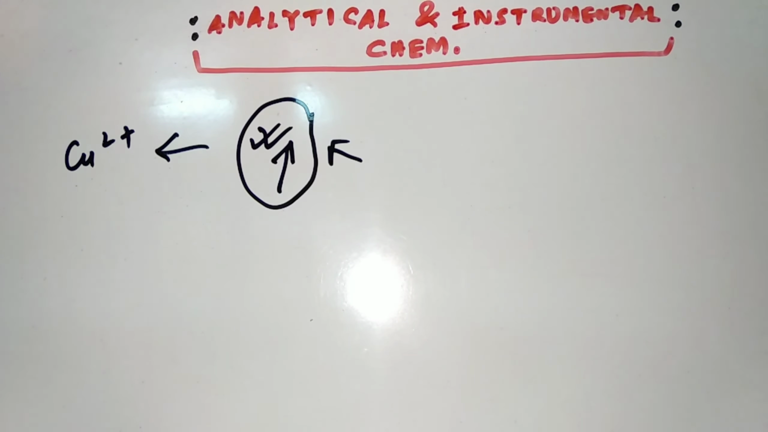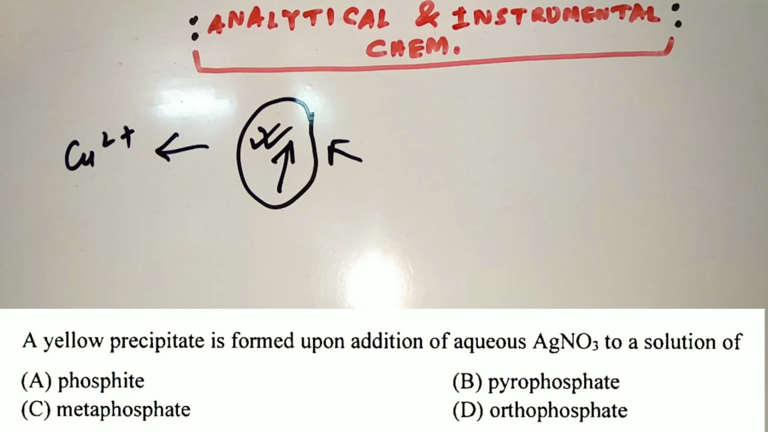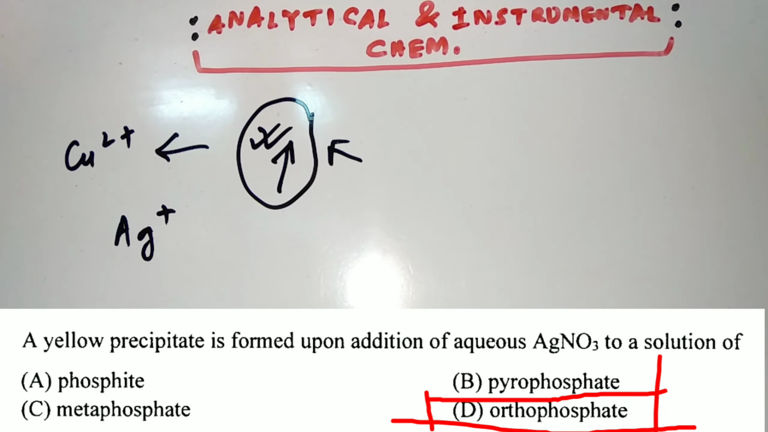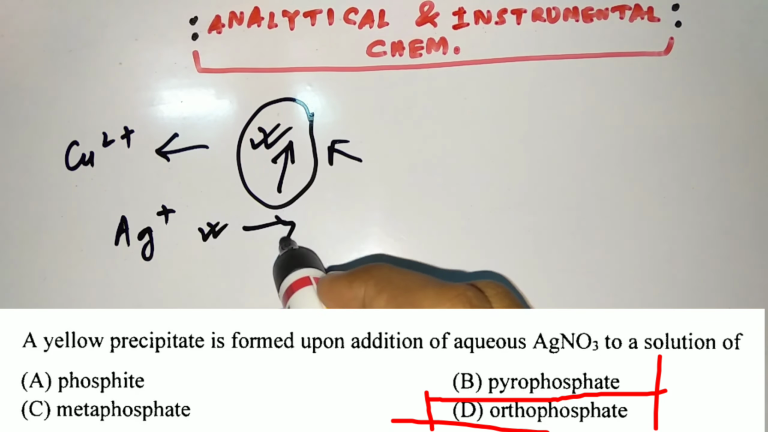Actually, there was a question in JAM 2017. You can see the question on your screen: a yellow precipitate is formed upon addition of aqueous silver nitrate to a solution of phosphite, pyrophosphate, metaphosphate and orthophosphate. The final answer will be orthophosphate. So the yellow precipitate is formed by AgNO3, the source of Ag+, and orthophosphate, which will give the yellow coloration.